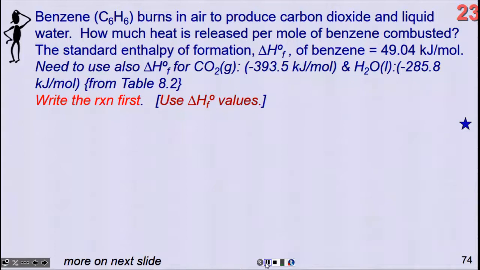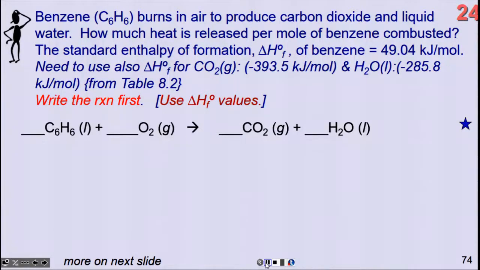Benzene, burning in air to make carbon dioxide and liquid water. How much heat is released per mole of benzene combusted? The standard enthalpy of formation of benzene can be obtained from a table. Here's a value provided for us. We also need the standard heat of formation for CO2, which we have seen on occasion, and water, because it keeps showing up in combustion reactions, from that table in the text. So what do we have to do first? And we're going to use delta H values, delta Hf knots. Yeah, so we call those standard heat of formation values.